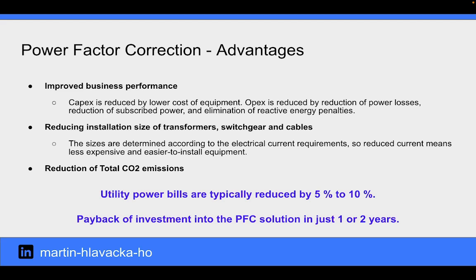The reduction of total CO2 emissions is another advantage. Electricity bills are typically reduced by 5% to 10%. For this reason, the payback on the investment in power factor correction can be in only 1 or 2 years.